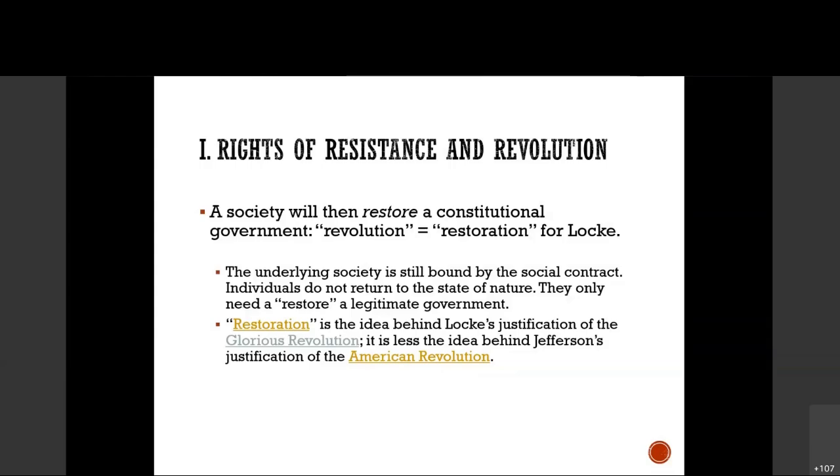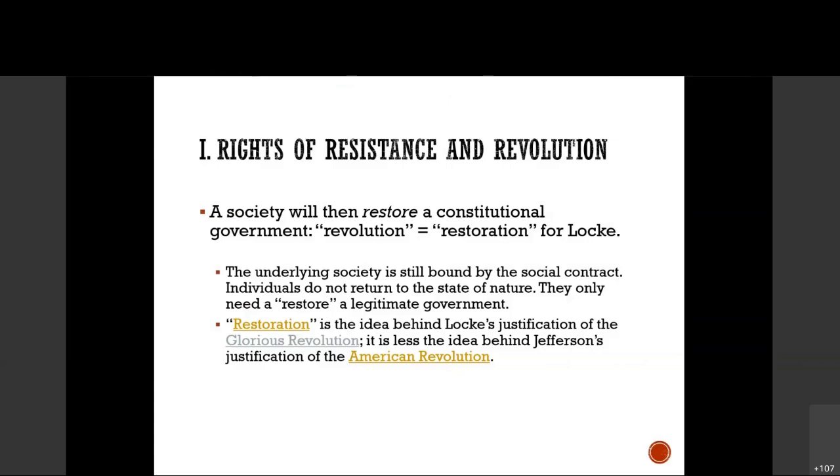William and Mary ascend to the throne, but they also accept certain limitations on their power. They accept the idea that both Parliament and the king will wield political power. They accept the idea that Parliament is ultimately sovereign, and as a sign of their acceptance, they accepted something now known to history as the English Bill of Rights.